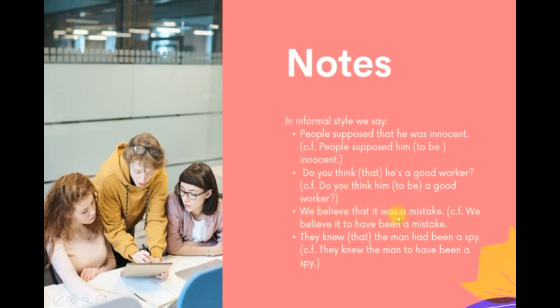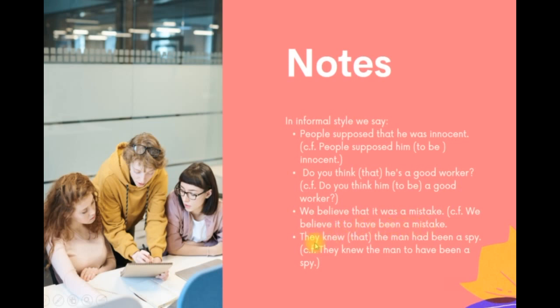We believe that it was a mistake. This is also informal style. You compare it with the formal style, we believe it to have been a mistake. So that's why it is called past form, because actually it is like this, it was a mistake. We believe that it was a mistake. So this is the informal way of saying we believe it to have been a mistake.